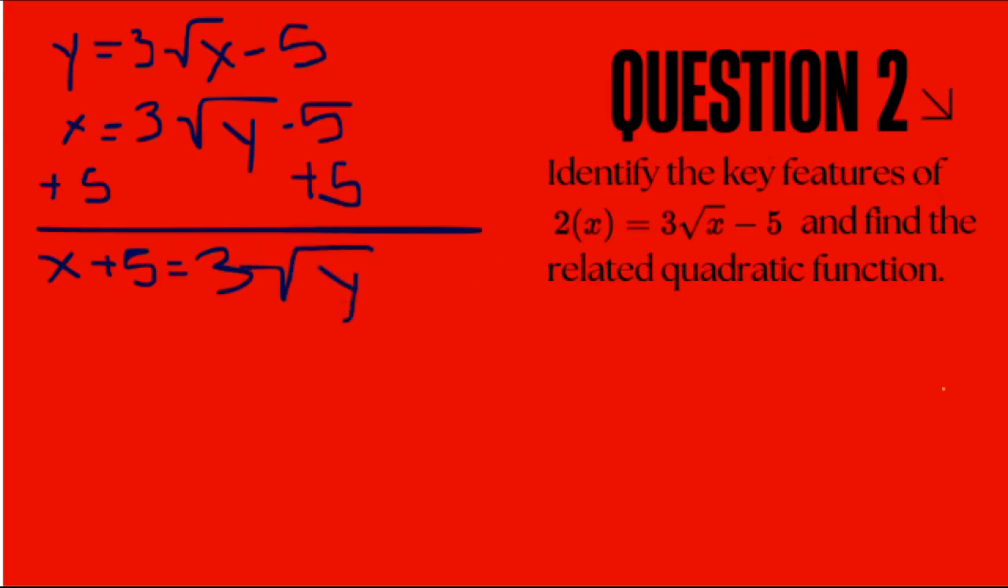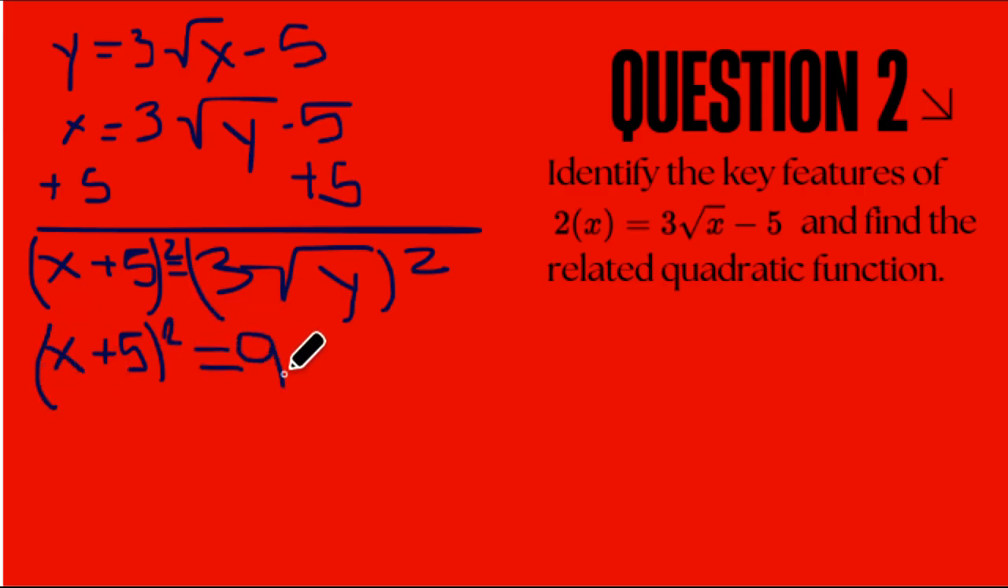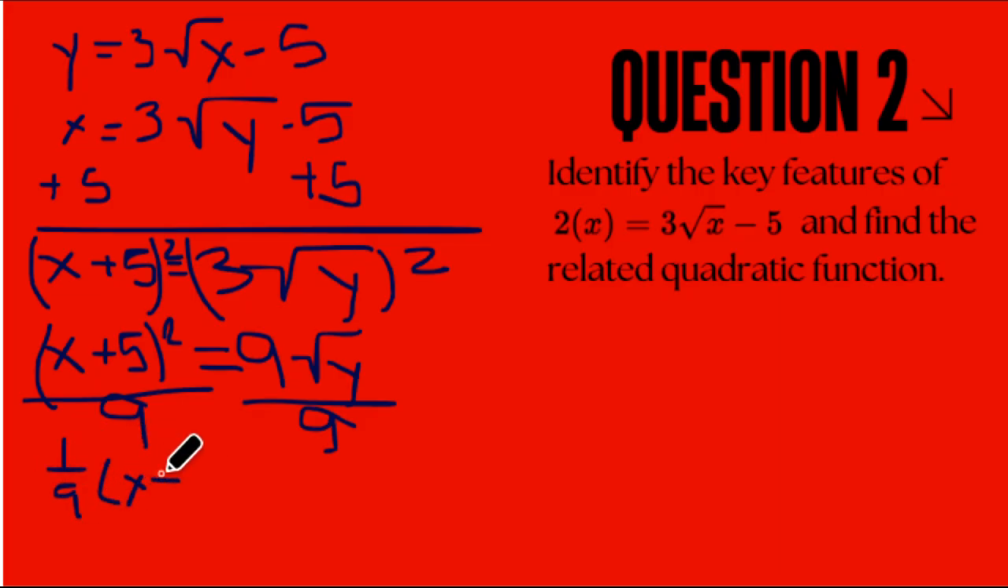And we want to get rid of the square root. So we're going to square both sides. Square both sides. Don't distribute it out. It's just x plus 5 squared still. Shoop. Oh, that's a beautiful 2. 3 times 3 is 9. The square root of y. Divide both sides by 9 to get rid of it. And that's going to leave us with 1 over 9 times x plus 5 squared is equal to y.